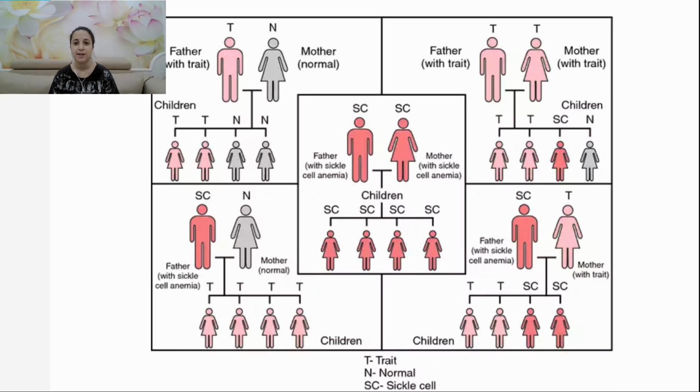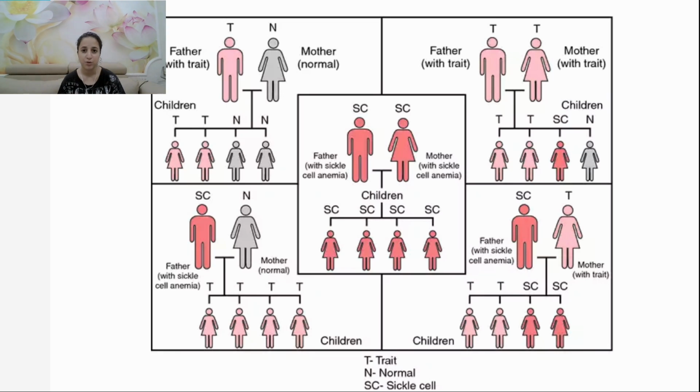In the third case, you can see that both the parents have sickle cell trait. So here 50% of the children would have sickle cell trait, 25% would be affected by sickle cell disease, and 25% could be normal. And in the fourth case, if one of the parents has sickle cell disease and the other parent has sickle cell trait, 50% of the children would have sickle cell trait and 50% would have sickle cell disease. And if both the parents have sickle cell disease, as you can see in the middle, then definitely all the children will have sickle cell disease.